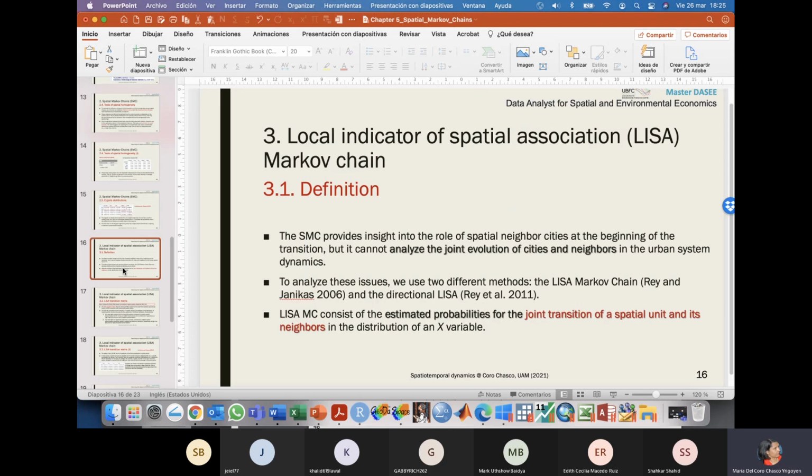Let's go to the LISA, the local indicator of spatial association, but the LISA that is connected with the Markov chain.